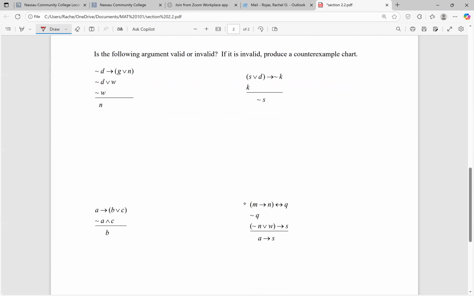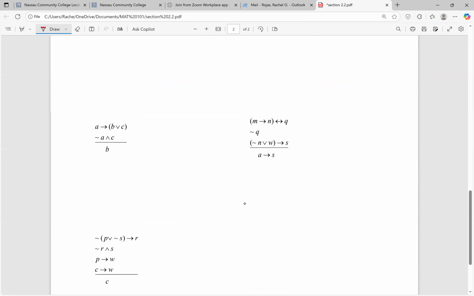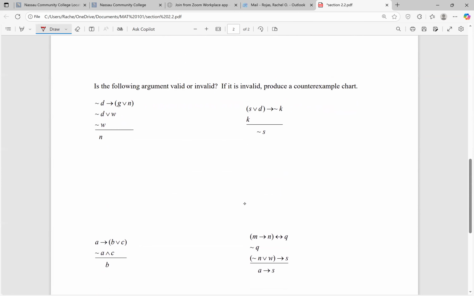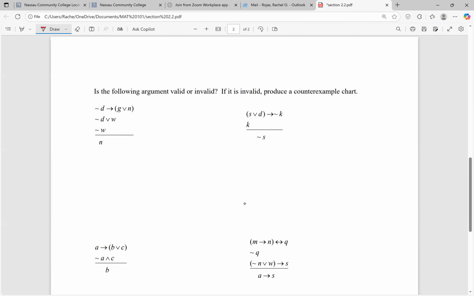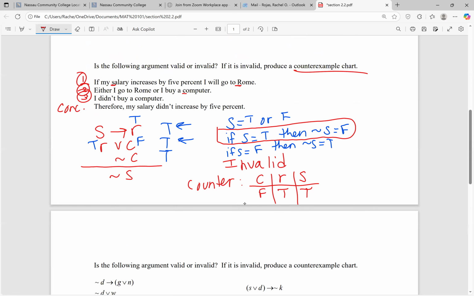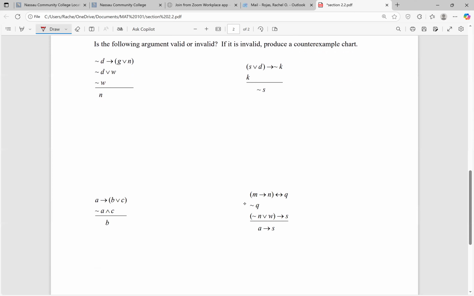So let's practice a few more. This last page is just continuing to determine if the given argument is valid or invalid and producing a counterexample. And we're still going to use the direct approach, the true-false method. So very similar to what we were doing up here. So let's look at this example.